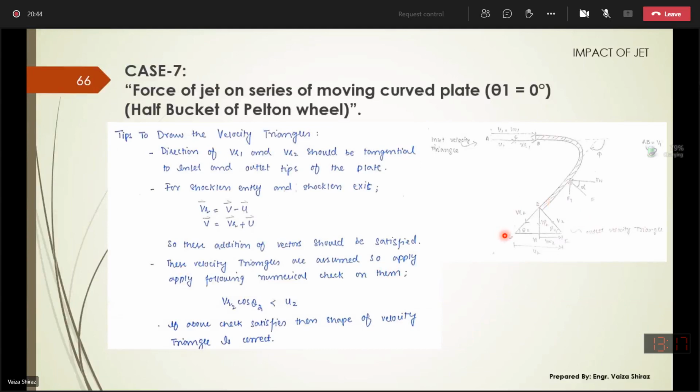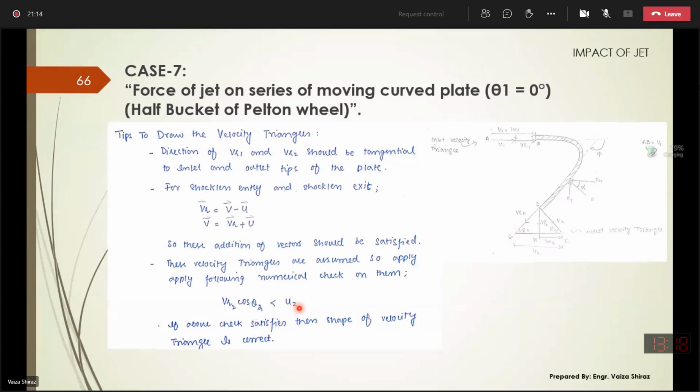Okay, last point in this regard: these velocity triangles are assumed. We have assumed this shape, so you have to apply a check. What is that check? That VR2 cos theta 2 should be less than U2. So over here, this whole base is U2 and this GH is VR2 cos theta 2. This figure shows that this VR2 cos theta 2, which is your GH in this figure, is less than this U2.